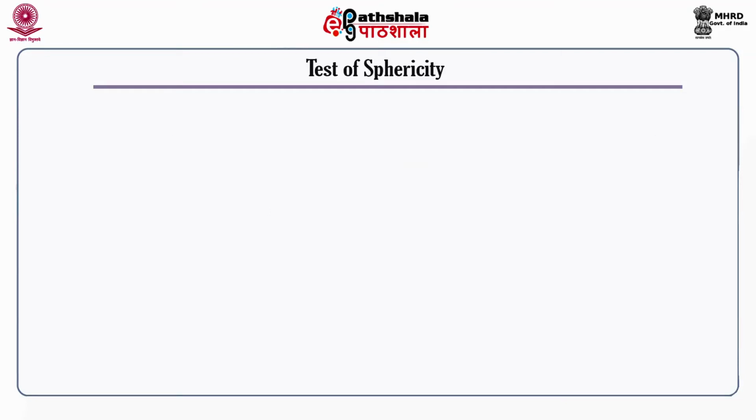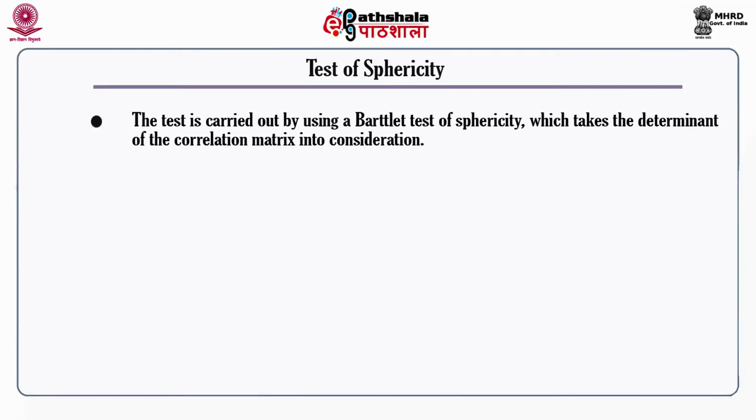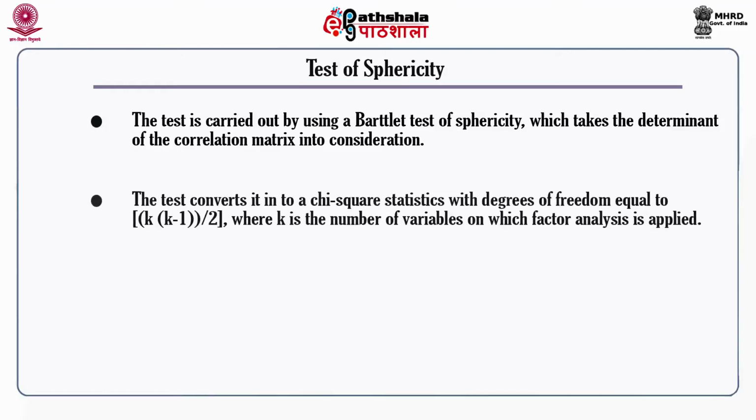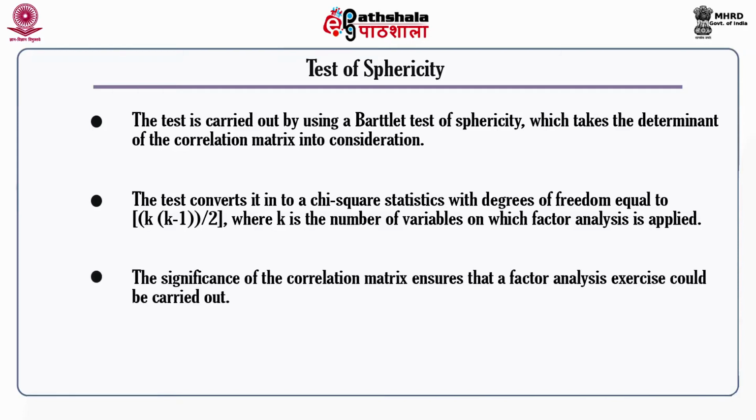Test of sphericity. The test is carried out by using a Bartlett test of sphericity which takes the determinant of the correlation matrix into consideration. The test converts it into a chi-square statistic with degrees of freedom equal to k multiplied by (k minus 1) by 2, where k is the number of variables on which factor analysis is applied. The significance of the correlation matrix ensures that a factor analysis exercise could be carried out.